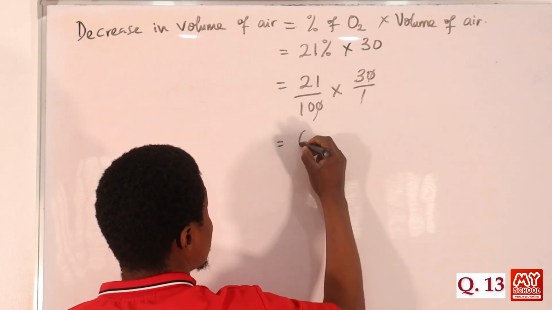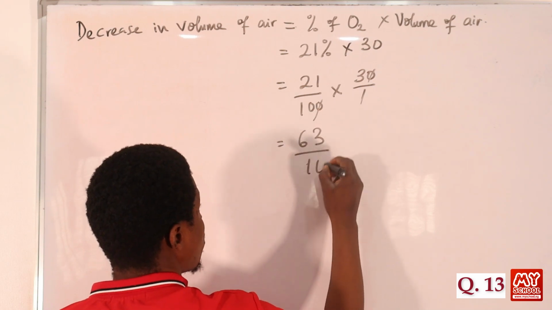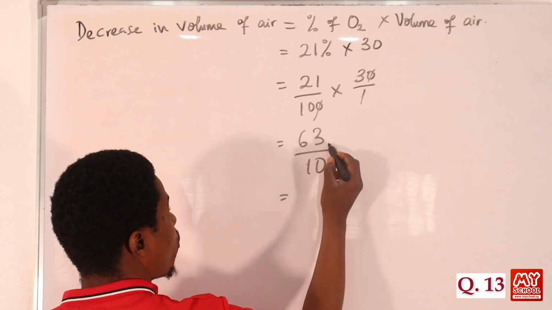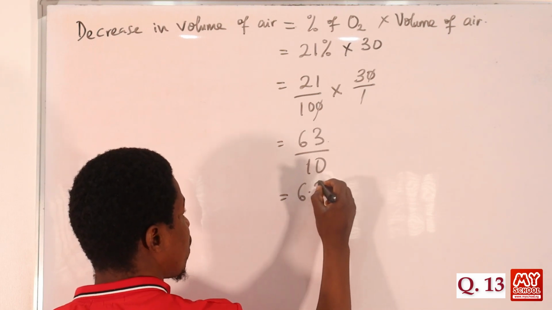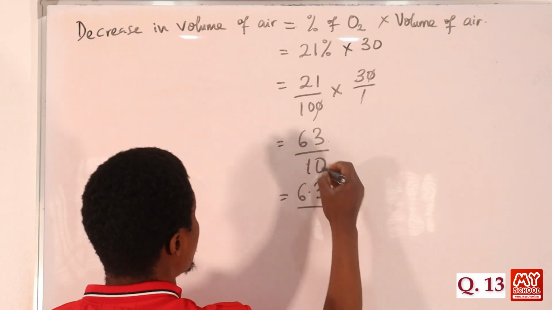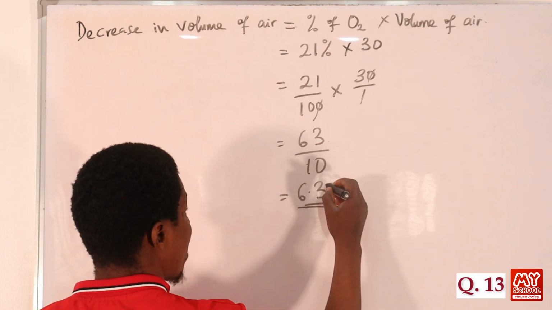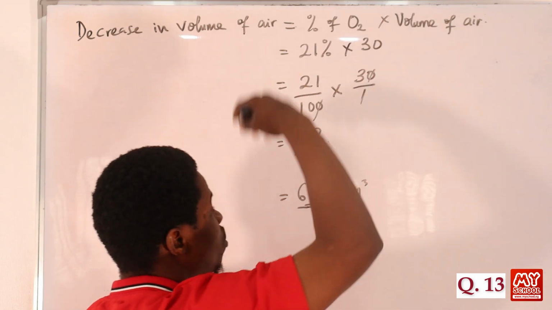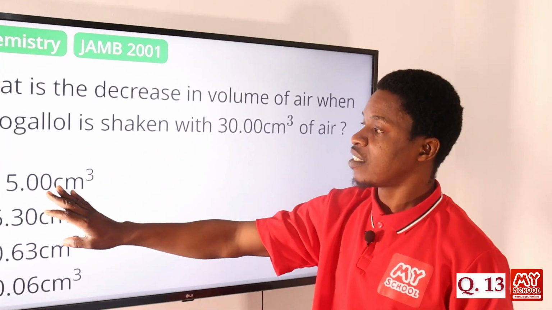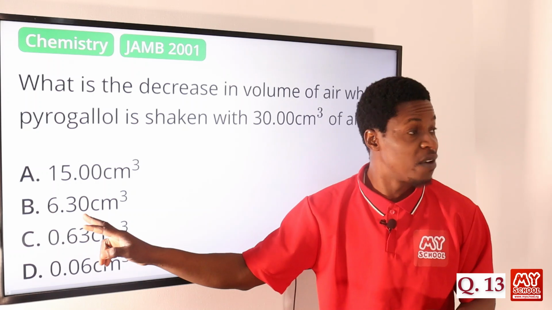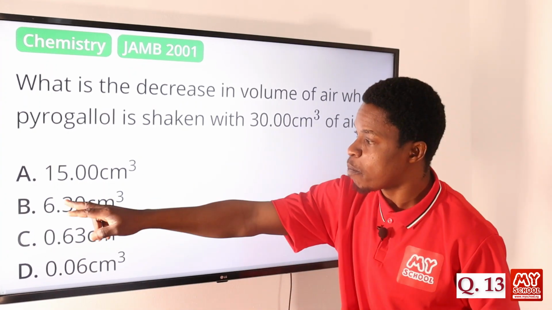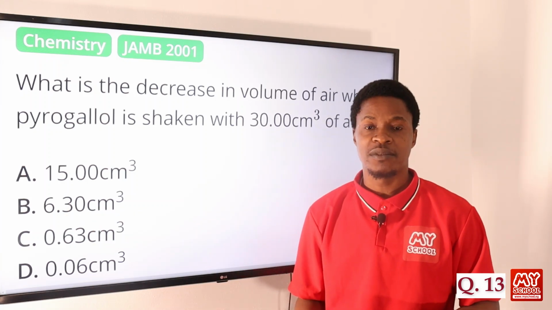That should be 63 divided by 10. If you divide 63 by 10, we move the decimal point, so we have 6.3. In other words, 6.3 is the volume of air that is decreased from the total volume of air. Let's move to the screen and see what we have here. We have 15 cm cube, 6.30 cm cube, 0.63, and 0.06. So the correct answer is option B, 6.30 cm cube.